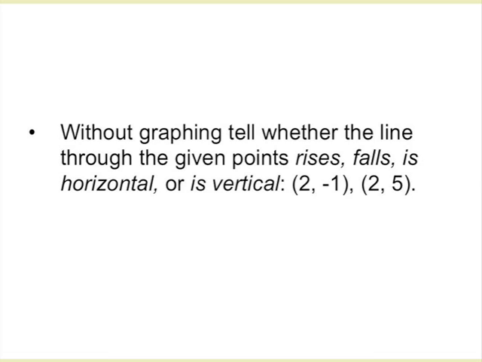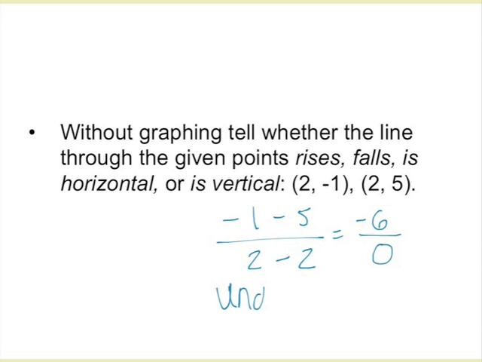Same directions here. I want to tell whether it rises, falls, is horizontal or vertical. So we're going to subtract y minus y over x minus x. Subtract on the top and I get negative 6. On the bottom I get 0. Dividing by 0 is like the biggest no-no in math. So 0 on the bottom of a fraction creates an undefined value. When 0 is on the bottom, that's a big problem. So this is undefined, which means we have a vertical line.